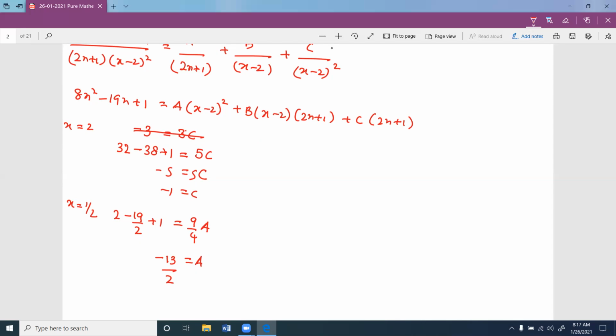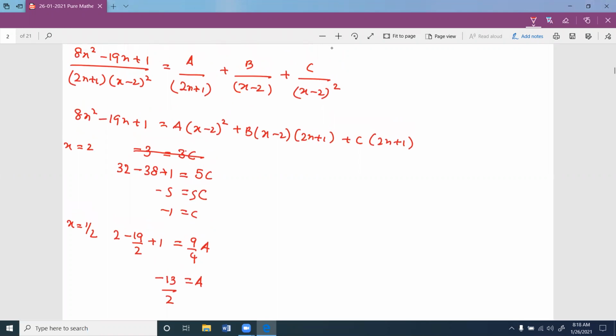8x squared minus 19x plus 1. So I think I made a mistake somewhere over here. Ah, yes, here is the problem. Just wait, I'll do the correction over here. You have to put not plus half, it should be x equal to minus half.